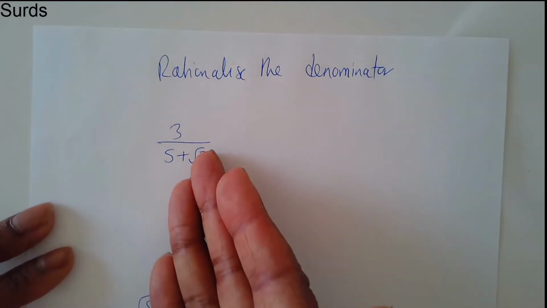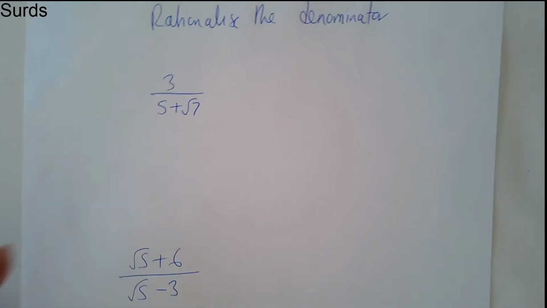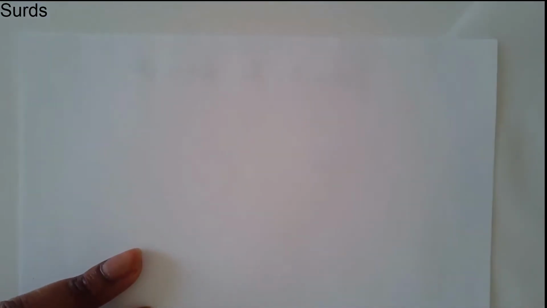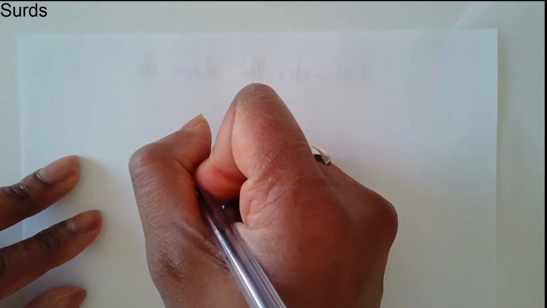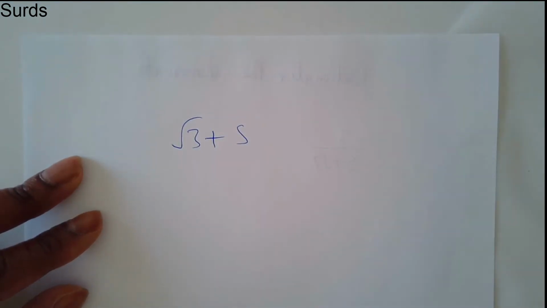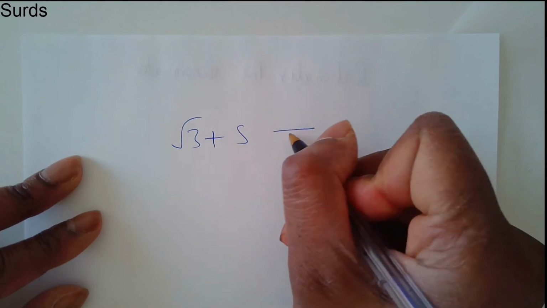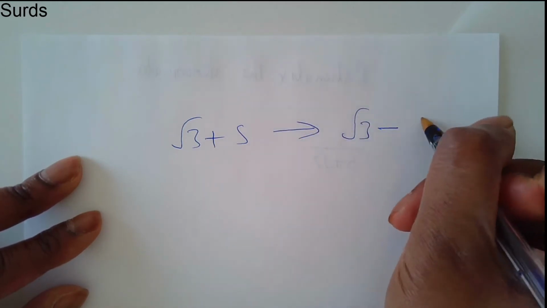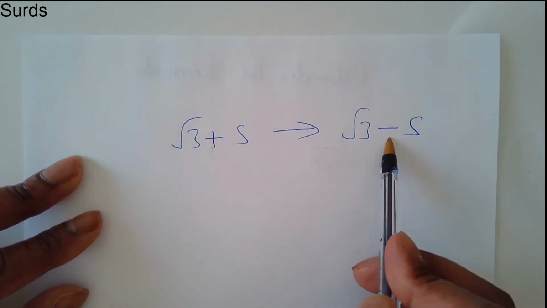Now before I attempt these types of questions, I want to show you something here. Let's suppose I've got root 3 plus 5 and I want to find its conjugate. Its conjugate is root 3 minus 5. So you've got plus and then you've got minus.